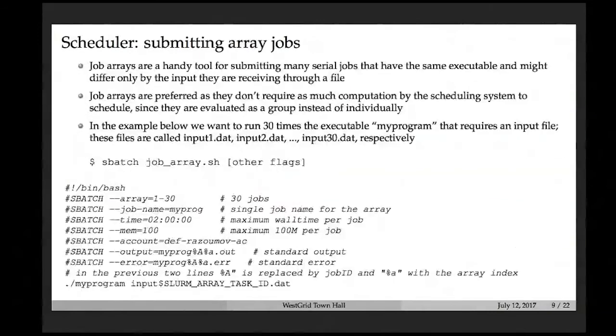The next slide is submitting array jobs. Here the idea is the same: you submit a job that was compiled, the serial job that doesn't use any parallelism. But you can submit a bunch of jobs in a single step.